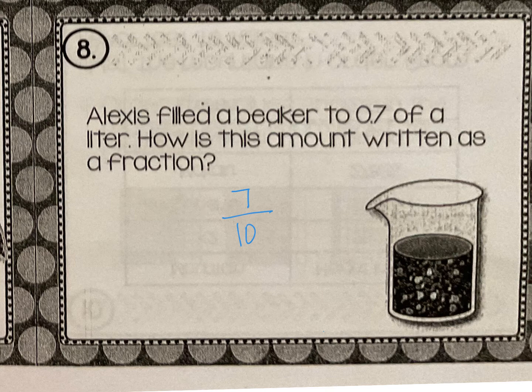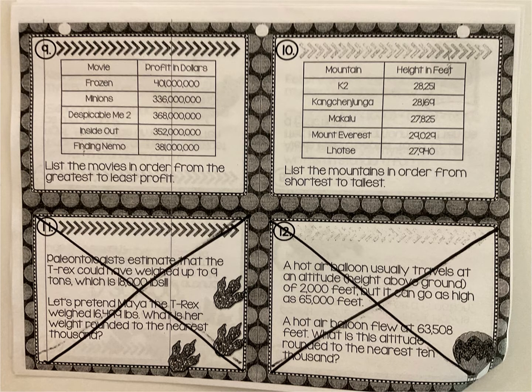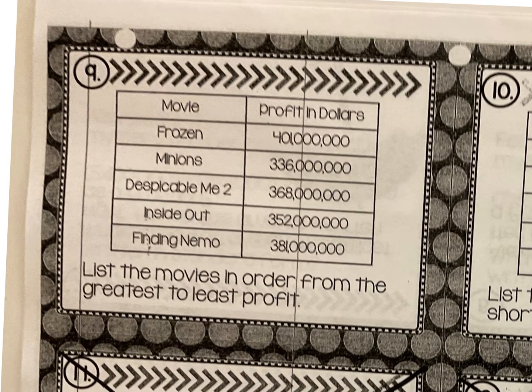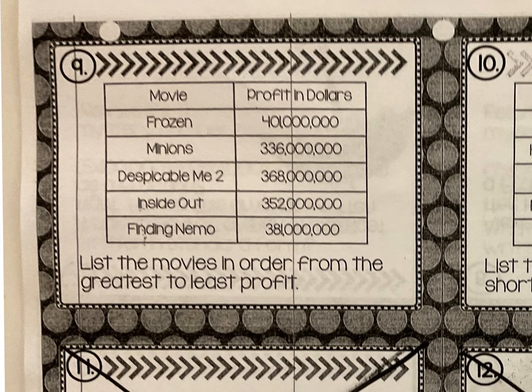All right. Let's go to that next page. Let's look at 9 and 10. List the movies in order from the greatest to least profit. So these are whole numbers. What do we do if we are ordering numbers? What can you do? Line them up by what?